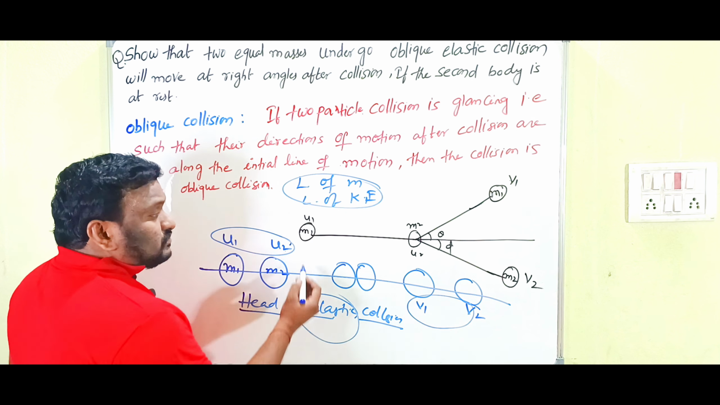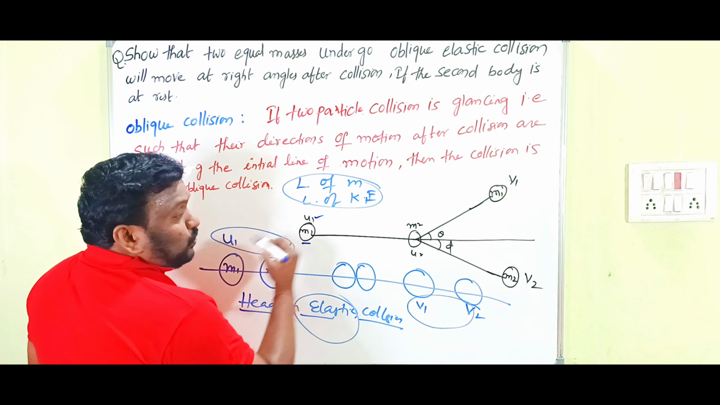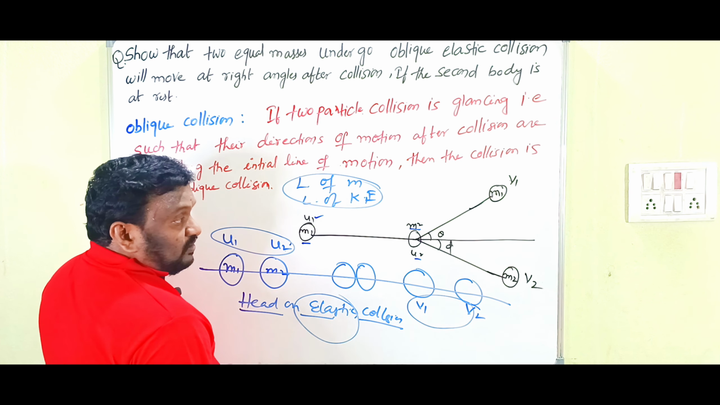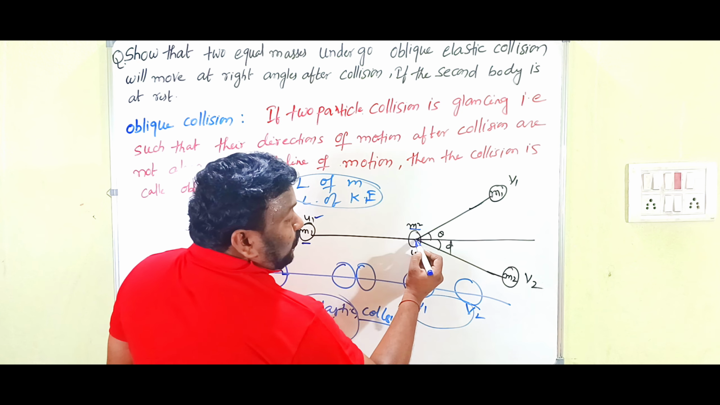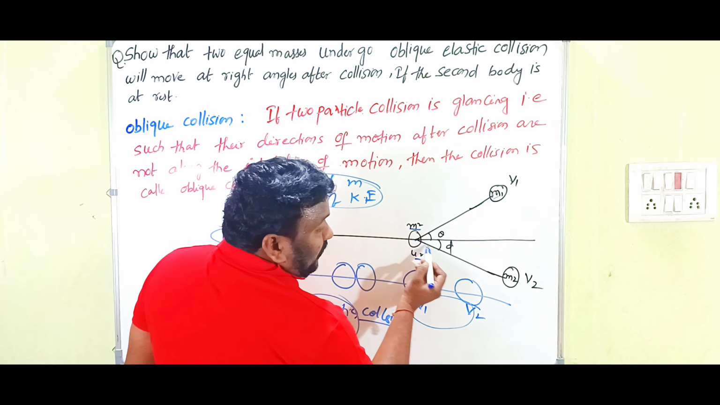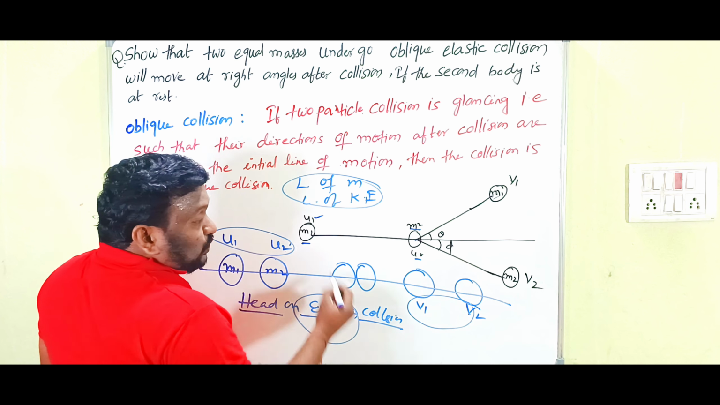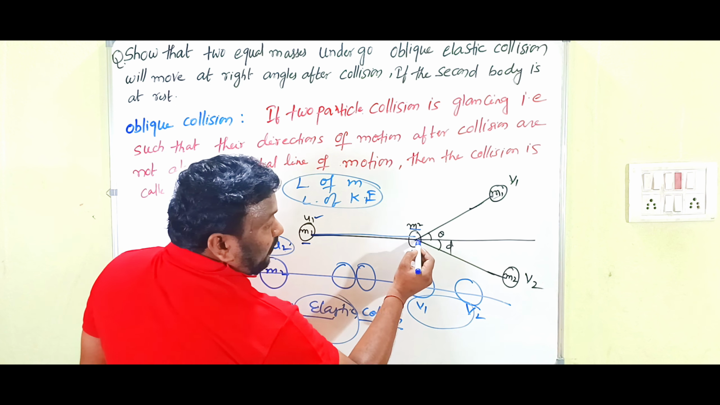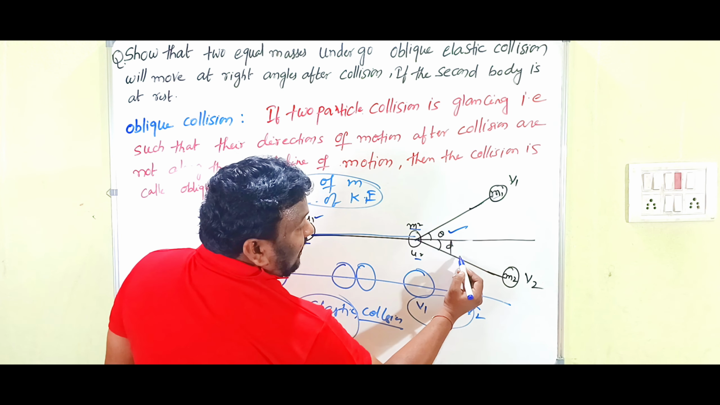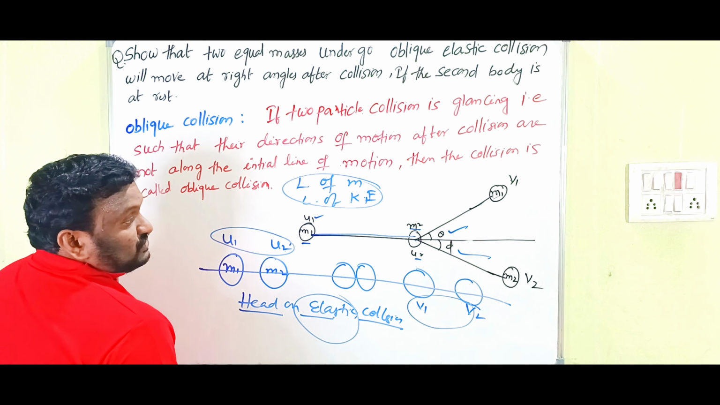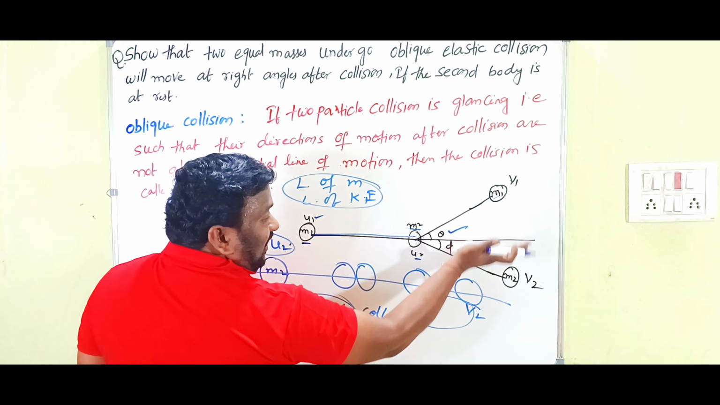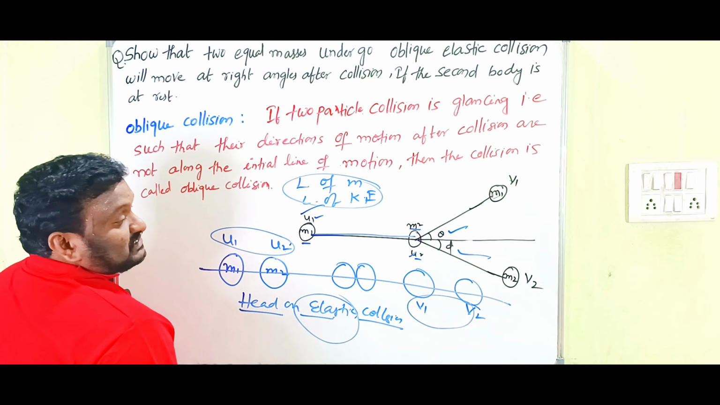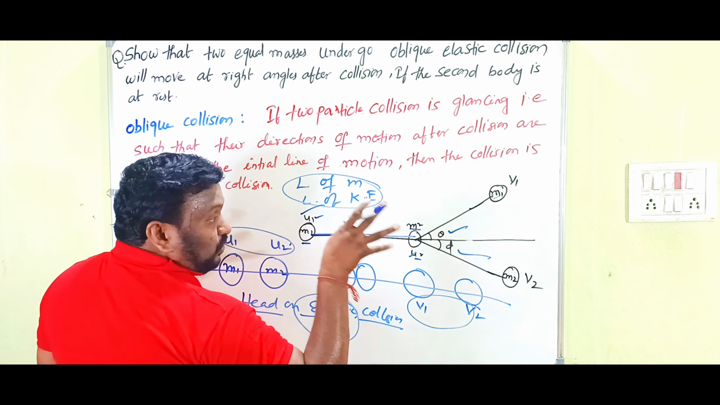Look at this diagram. This is the first body having velocity u1 and this is the second body having mass m2 and velocity u2. After the collision, the first body moves in this direction and the second body moves in this direction. With the line of initial velocity directions, or line of impact, one is making some angle theta and the other some angle phi. That means the velocities v1 and v2 are not in the same direction as u1 and u2. That type of collision is what we call oblique collision.